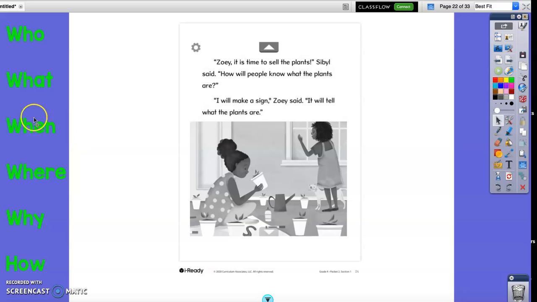Okay, so her sister asked her how people were going to know what they were. And Zoe said, I got this. I'm going to make a sign so they know.